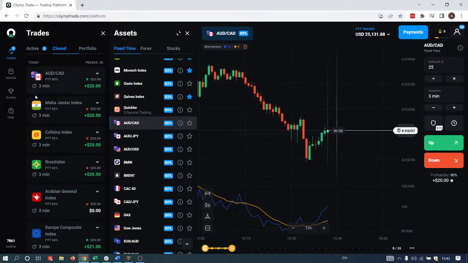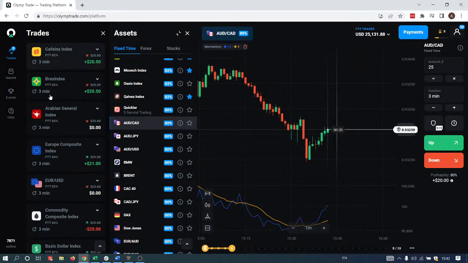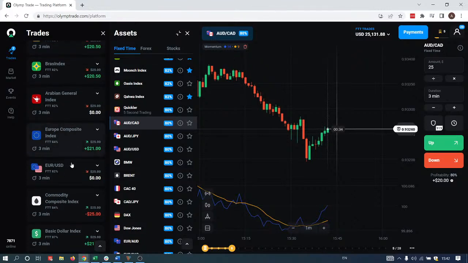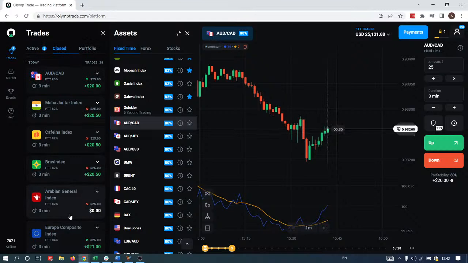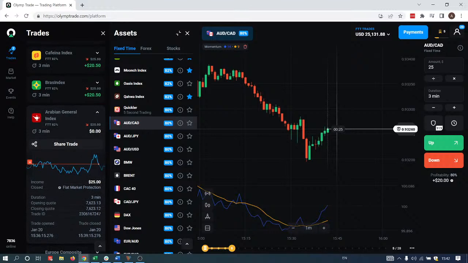Now, let's do some recap. My final profit equals close to $82, something like this. Let me double check. Yeah, I have my screenshot here. Close to $90, $91 or something. So I had a pretty good closing sequence with 5 profitable trades out of 6, and 1 trade closed with a refund because of this flat market protection.